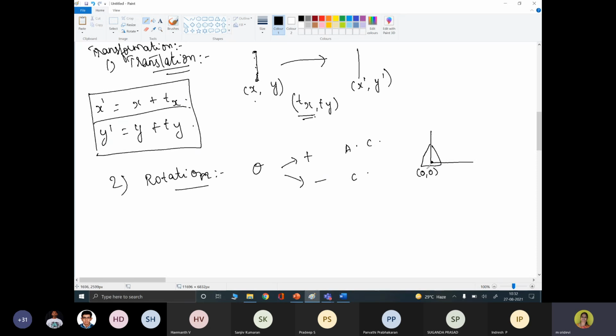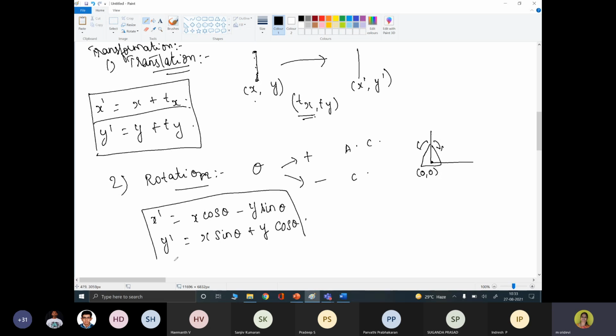If you are rotating the object with respect to (0, 0), either plus or minus theta, you can use it to rotate the object. The equation we use to obtain the new coordinates is x dash equal to x cos theta minus y sin theta, y dash equal to x sin theta plus y cos theta. So this is with respect to the origin. If you are rotating with respect to the origin, this is the new coordinate value we obtain for the given object.